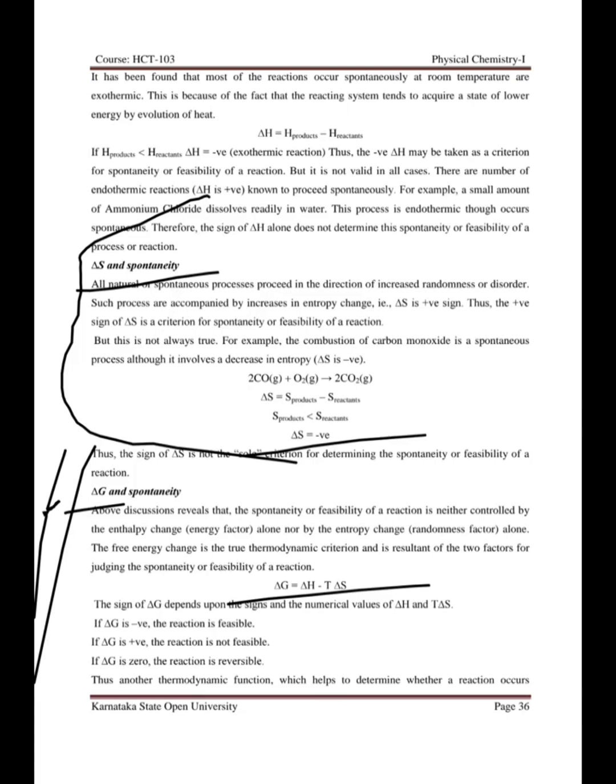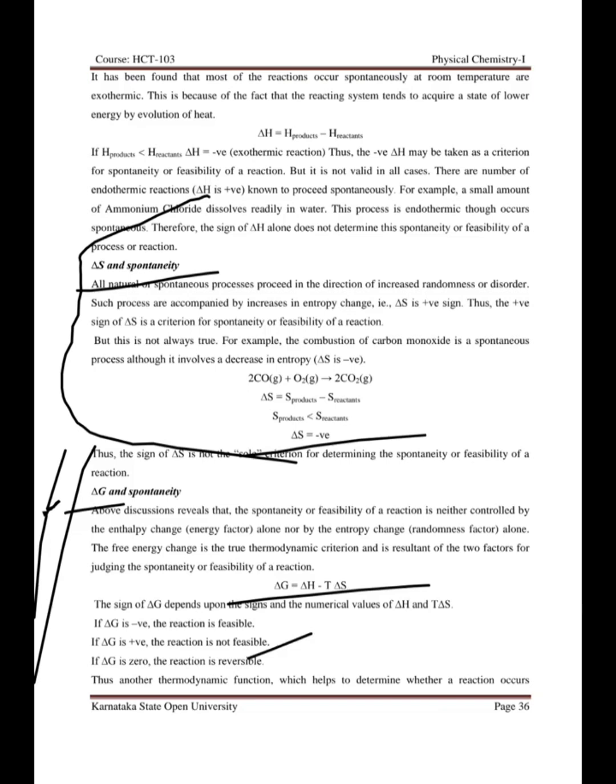So next, where delta G is negative, the reaction is feasible. Where delta G is positive, the reaction is not feasible. And delta G is zero means the reaction is reversible. So these are with respect to the spontaneity of the reaction.